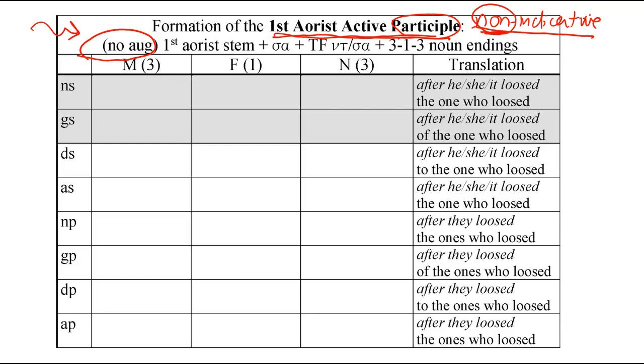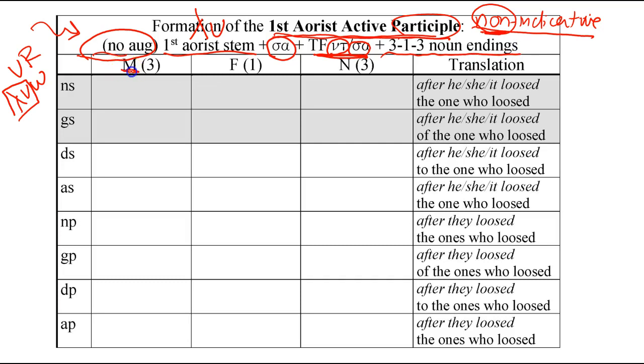And let's go over the forms for the first aorist. So there's no augment. The first aorist stem is always the verbal root, but because we're using luo as our paradigmatic verb, the verbal root and the lexical stem happen to be the same, so that's lu. So we have no augment, and then you have lu, and then you have the sa tense formative that tells you it's aorist. Then you have the tense formative that tells you that it's a participle. So you have the nu tau, and for the feminine forms, you're going to have another form of sa. So there's a variation. And then you're also going to have the 3-1-3 noun endings.